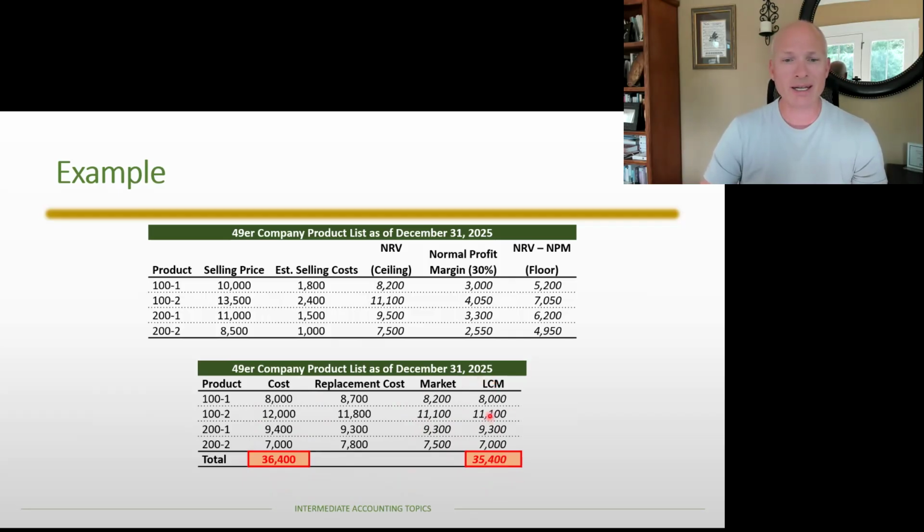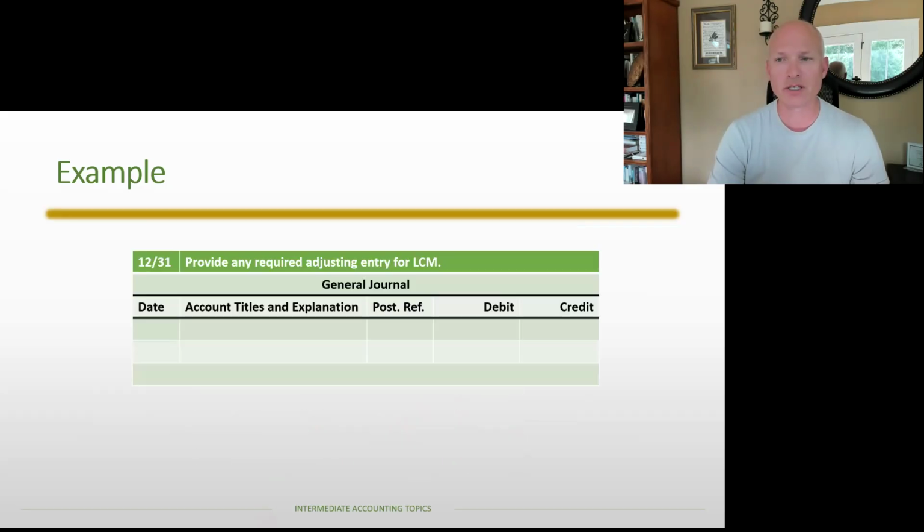Now, if we were tracking this by individual inventory item, more than likely what we would do is write down the items where the market is lower than the cost, and leave the other ones alone. But rather than having individual journal entries, we're just going to do everything in one aggregate journal entry. For this, the aggregate difference between the two is the cost as it is reported compared to the market that we just calculated.